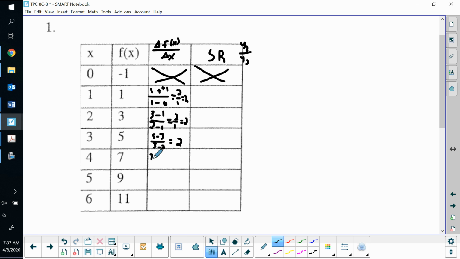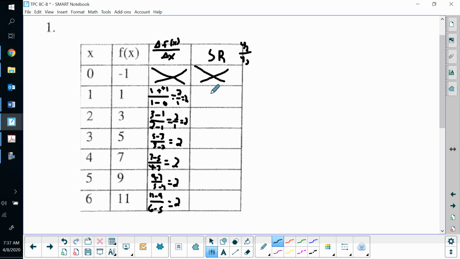And if we continue, we'll have 7 minus 5 over 4 minus 3, which will also give us 2 over 1, which is 2. And then 9 minus 7 over 5 minus 4, which will give us 2. And lastly, 11 minus 9 over 6 minus 5, which will give us 2 over 1, which is 2.